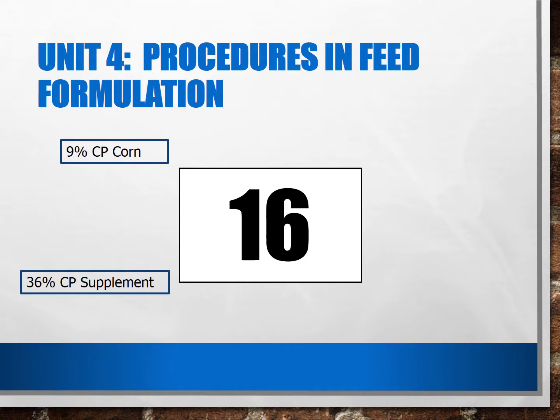We're going to put our two ingredients on the left side, top and bottom of the Pearson square. You're going to see your 9% crude protein corn up there on the top and 36% crude protein supplement there on the bottom. Now, you can run into some of your own preferences here. I tend to put the lower of the two ingredients on the top and the higher of the two ingredients on the bottom. It's just so that I do the same procedure every single time in order to hopefully eliminate mathematical errors for me.